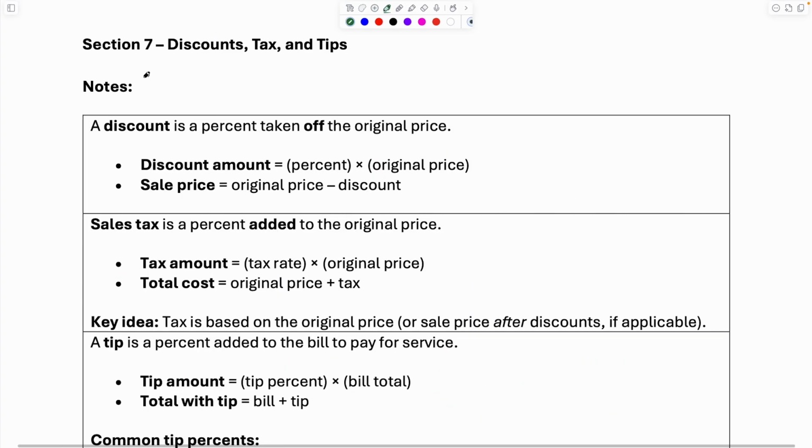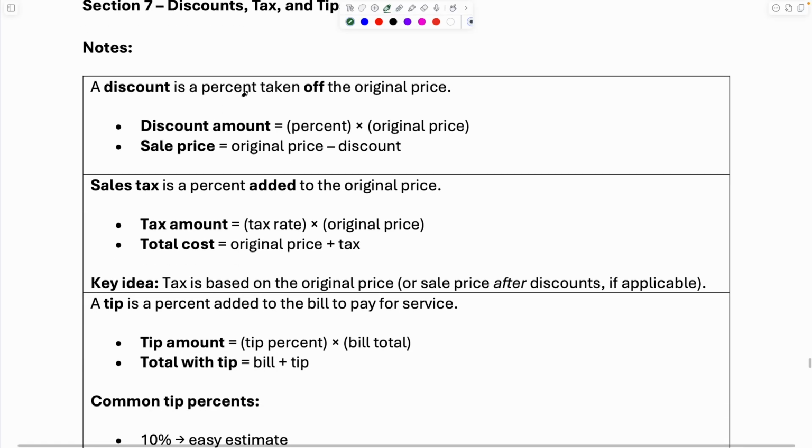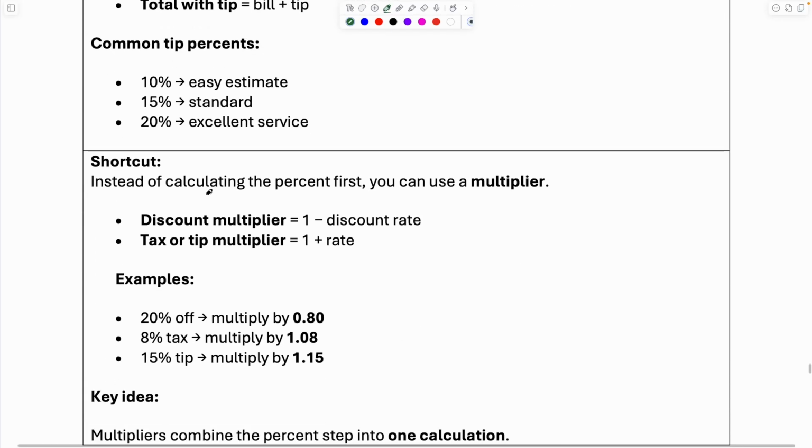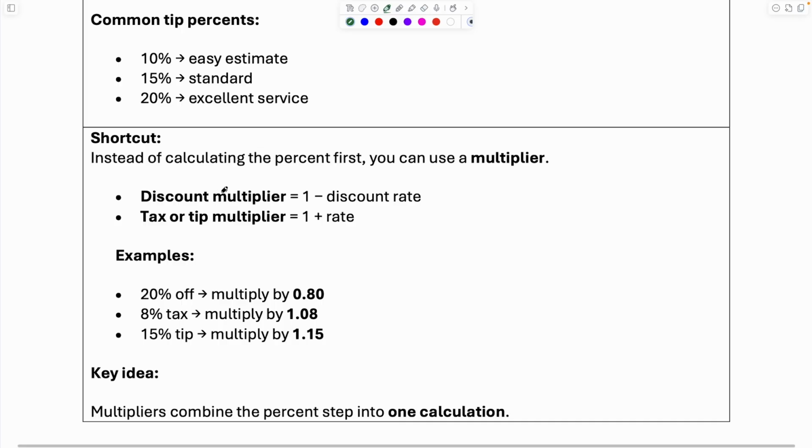In section 7, we're going to cover discounts, tax, and tips. And here are the notes for this section. And in this part here, I cover the definition of a discount, sales tax, and a tip. And then also at the end here, I have nice shortcuts for how to calculate discounts, taxes, and tips.